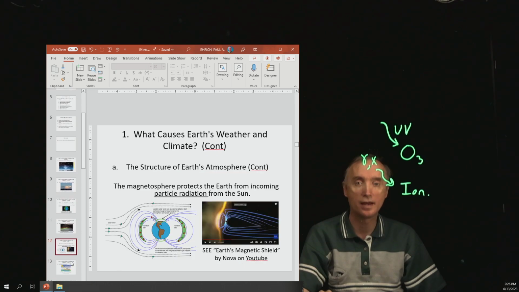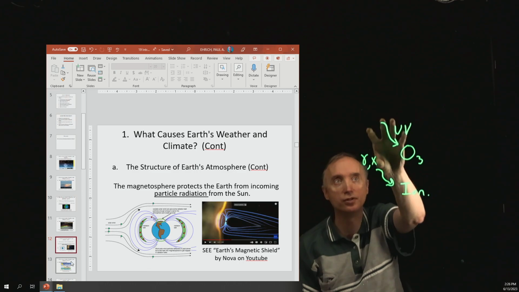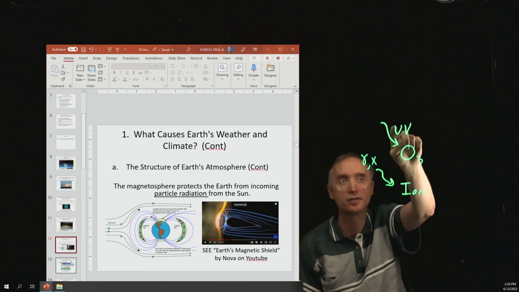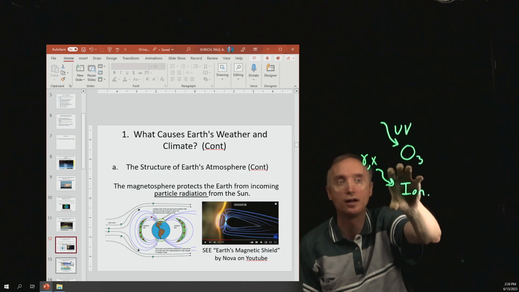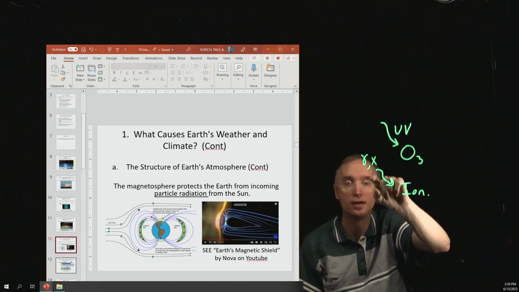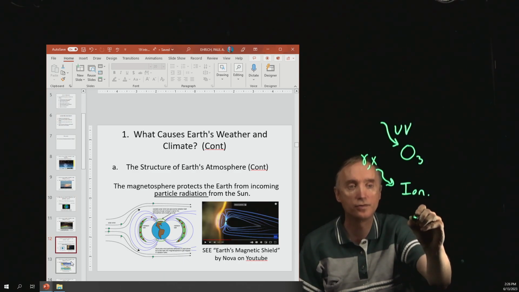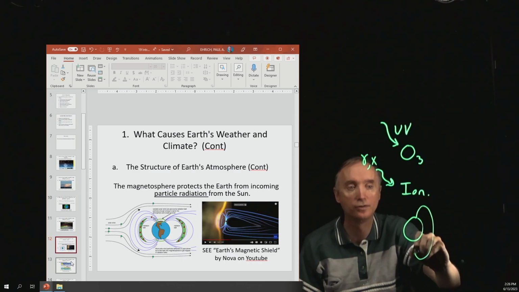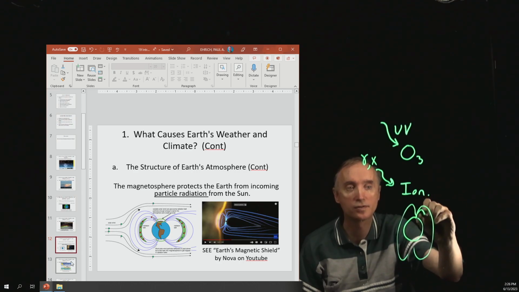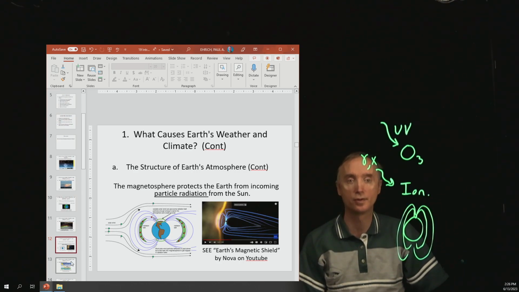Now the Earth has yet another shield. We've got this shield here that protects us against the ultraviolet. We've got this shield that protects us against the gamma rays and X-rays. And then we've got our magnetic field. The Earth's magnetic field protects us against particle radiation that comes from the sun.